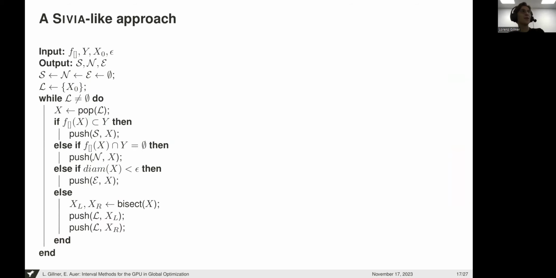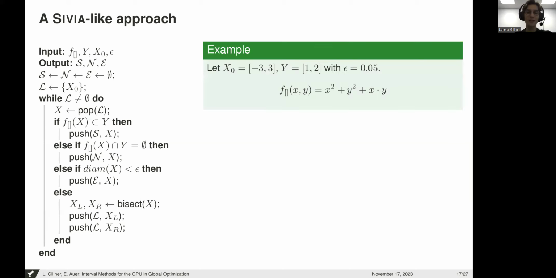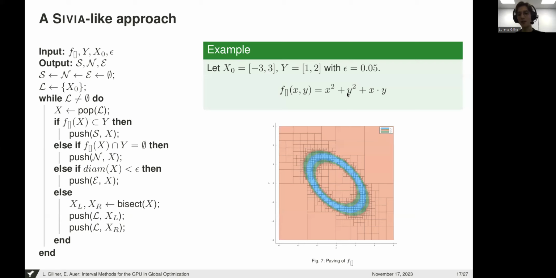So, and then we thought, well, Sivia is the interval algorithm that's very, very well known. So why not use Sivia and try to parallelize that? And so taking this classic example here on the left, we see a generic Sivia implementation. And if we apply Sivia to this search space at a maximum box width of 0.05, we get a very familiar picture of the solution set to this problem, to this set inversion problem.